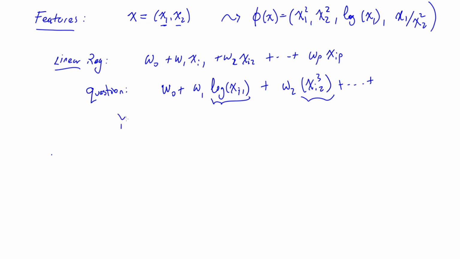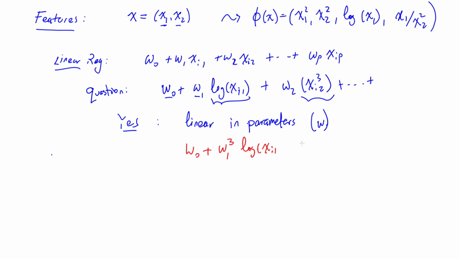It doesn't actually matter what you do to the x's, as long as we are talking about a linear model, which means linear in the parameters w. So as long as you're not doing anything like this, you cannot do something like W0 plus W1 cubed log xi1 plus W2, and so on. In this case, you can't. This is not linear anymore. But as long as you're only transforming the data and not changing the parameters, this is still going to be a linear model.